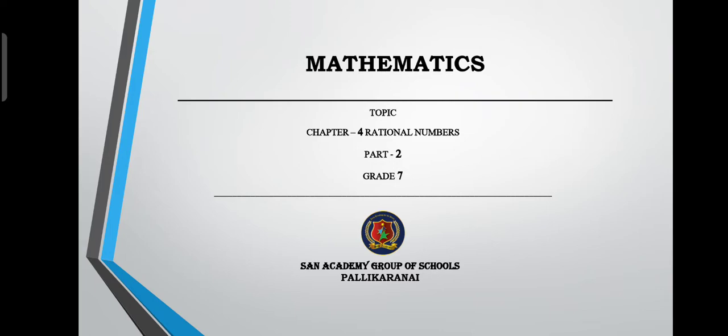Class 7 Mathematics, Chapter 4, Rational Numbers, Part 2. We have studied Part 1, the basic things of comparison, positive rational numbers, negative rational numbers, and representation of rational numbers on the number line. In Part 2, we are going to study addition and subtraction of rational numbers. Yes, children, let us start.